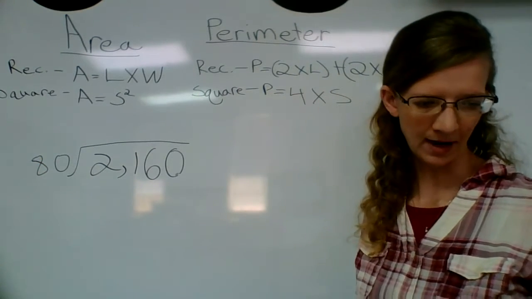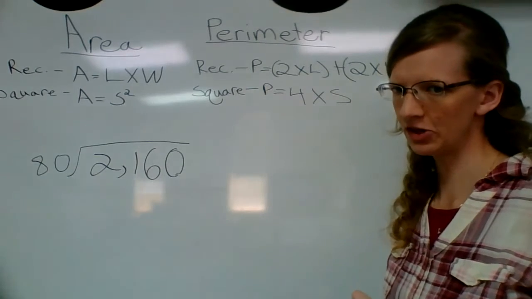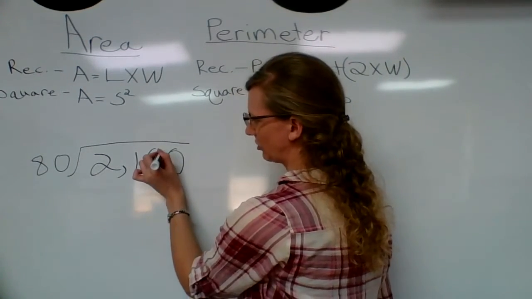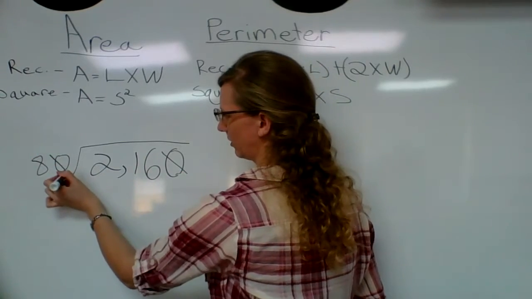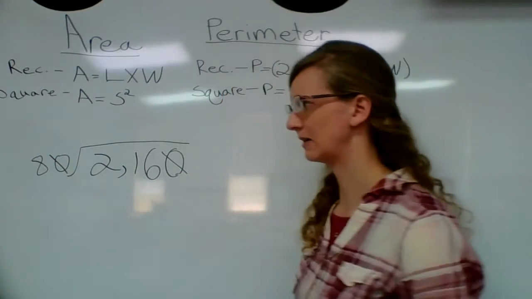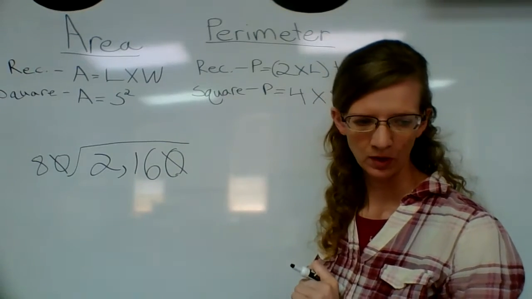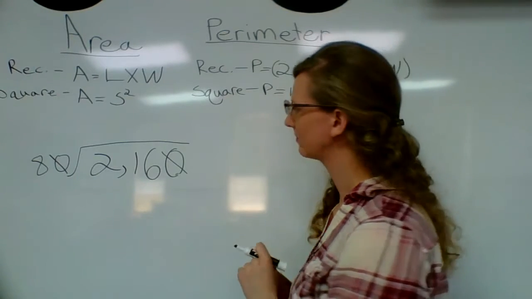Okay? Now, I don't know if you've learned this in division. I believe you should have. If you have a 0 at the end here and a 0 here, you can just cross them both off and then divide from there. That just makes it a little bit shorter. So let's go ahead and divide.